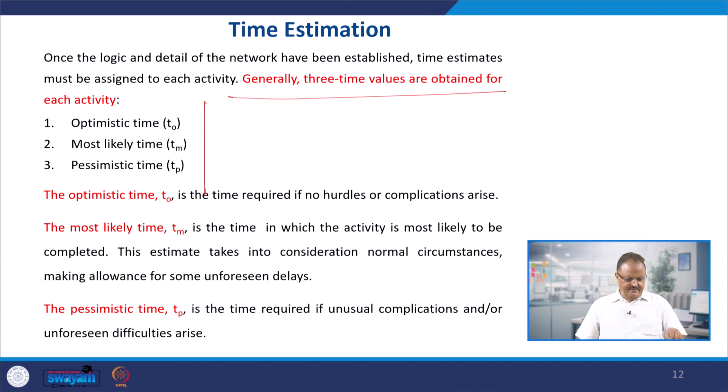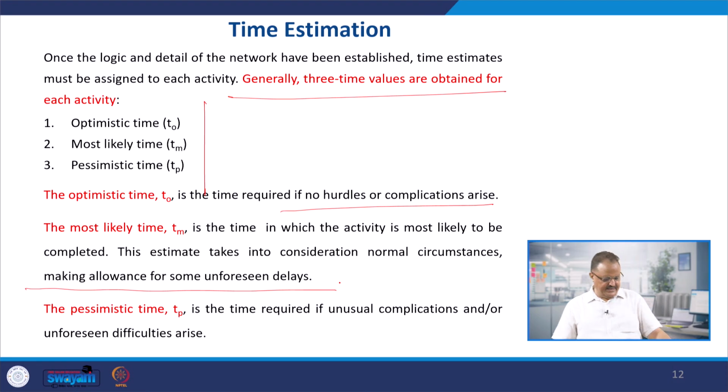Then we have the most likely time, which has the allowance for certain ups and downs, and pessimistic time is the time period which is lengthier, the lengthiest. Finally, the time and resources required are much more in this, and it has a lot of unforeseen difficulties. So optimistic time is the time required with no hurdles or complications, when we are expecting that no hurdle and complications arise in the project. In the most likely time, there is some allowance for the uncertainties, right? Making the allowance for some unforeseen delays. So some unforeseen delays can be there.